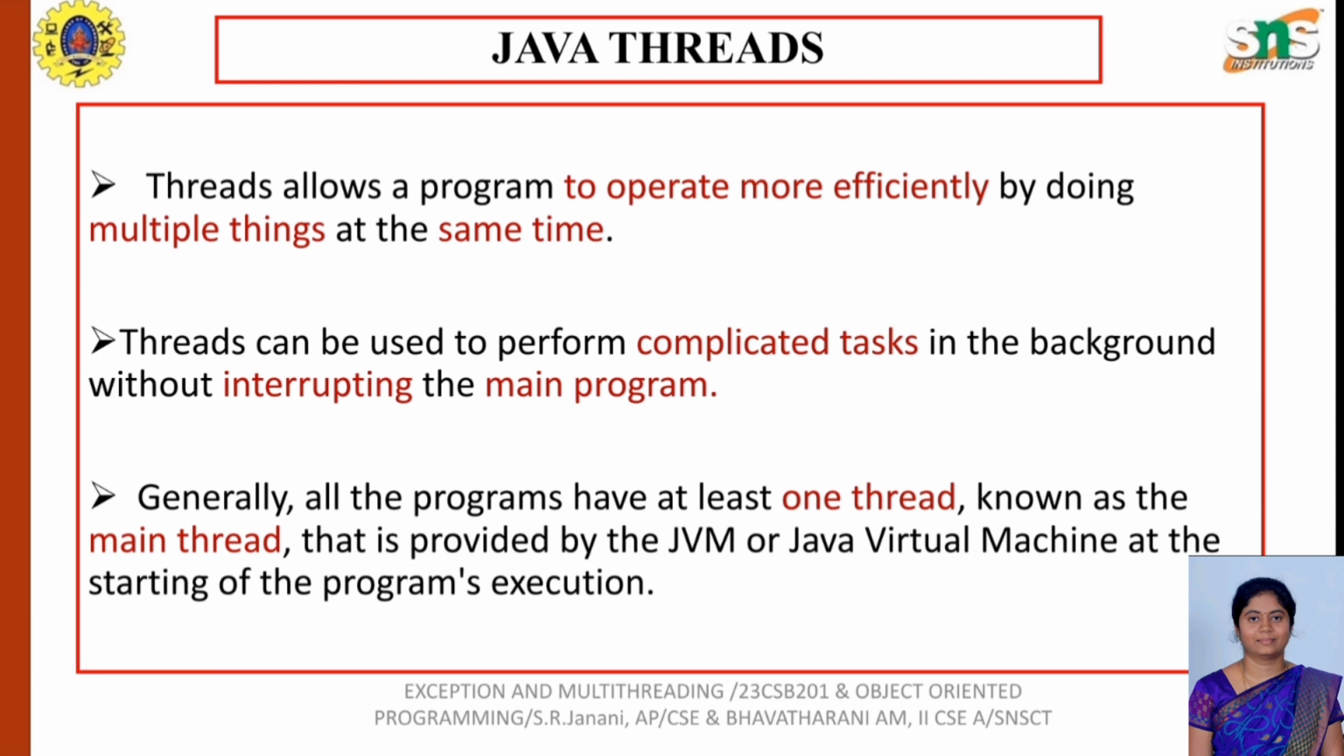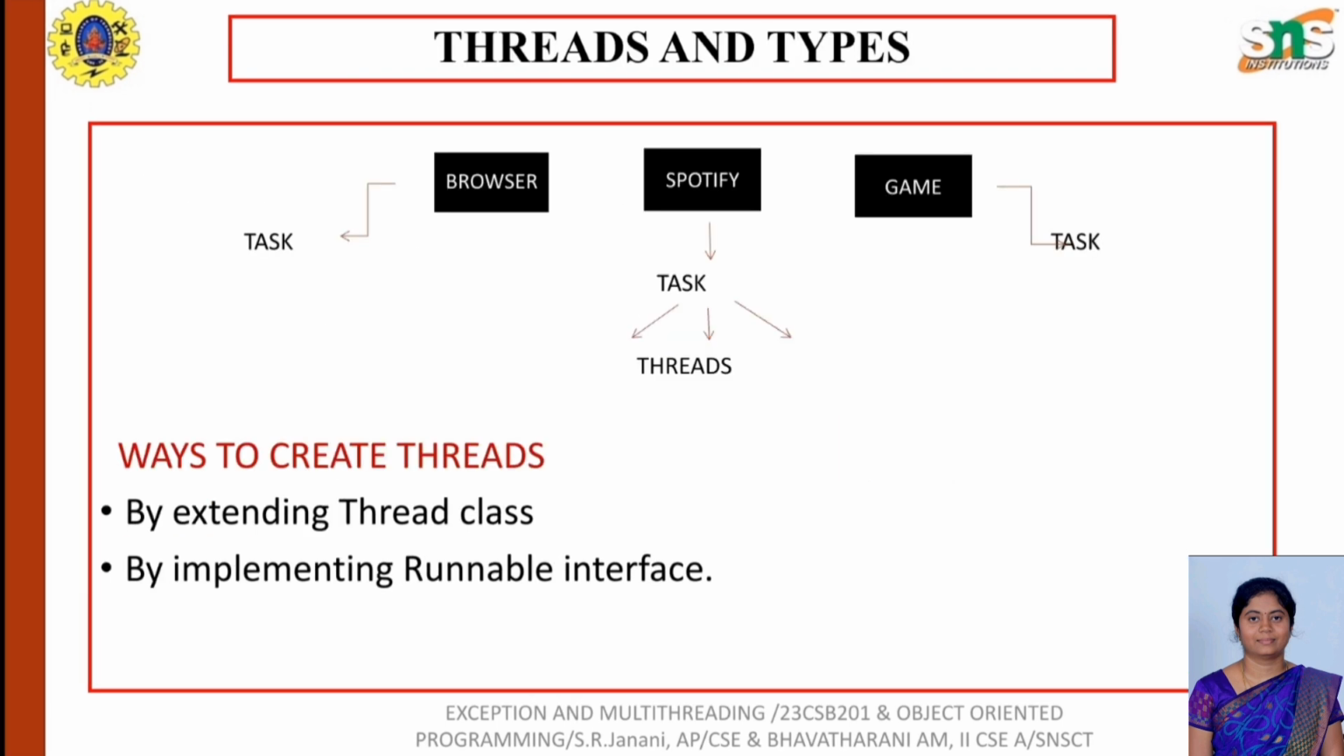It's called threads. We can perform complicated tasks with threads so that it does not interrupt the background, and it does not interrupt the main program. Generally, all programs have one thread, which is known as the main thread. It is provided by the JVM, or Java Virtual Machine.